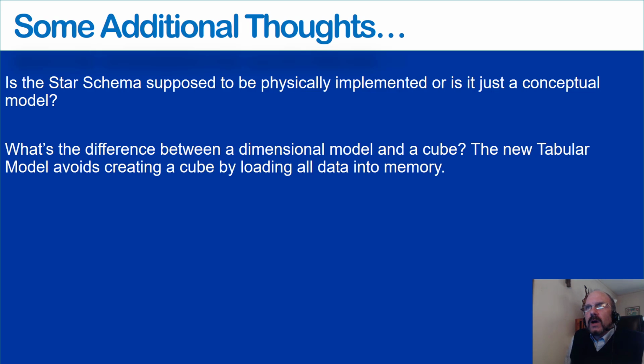So some additional thoughts. One of the things that I hit when I first got into dimensional modeling, back when cubes were the big hot thing as opposed to the new tabular model for SQL Server, is this idea of a star schema: is that just conceptual, or are you supposed to physically implement it?